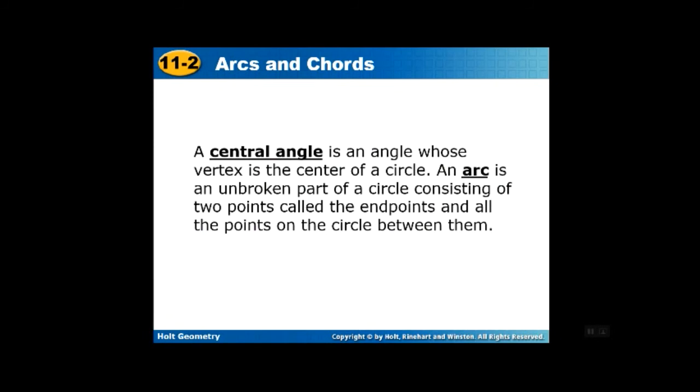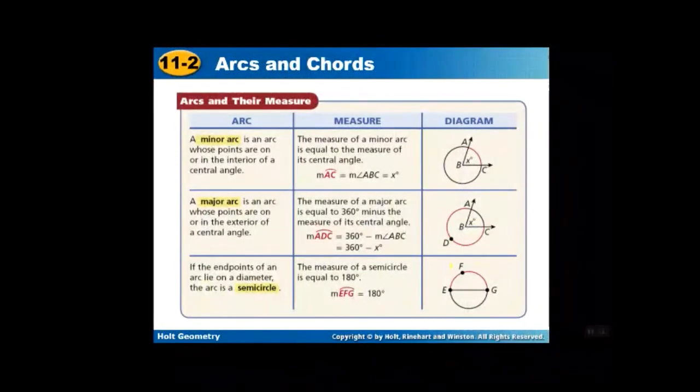The first vocabulary for this lesson is a central angle. The central angle is an angle whose vertex is the center of a circle, and the arc is the unbroken part of a circle consisting of 2 points called the endpoints and all the points on the circle between them. For the arcs, we have two types, the minor arc and the major arc.